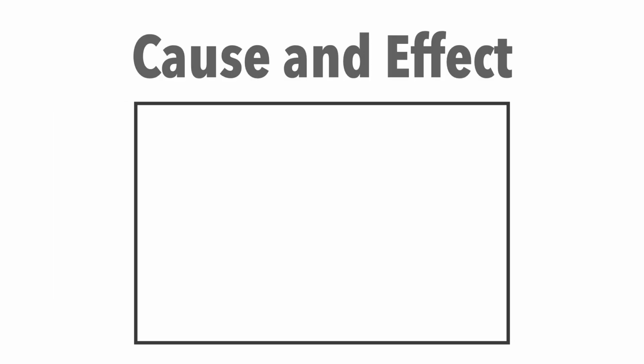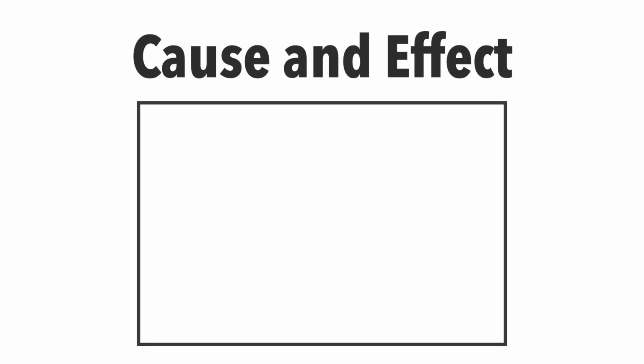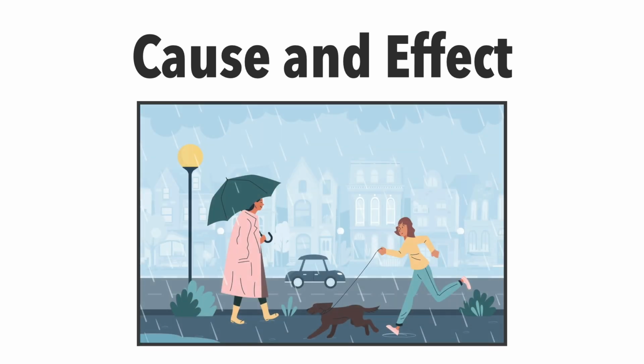Then, there's cause and effect structure, which presents an event and the resulting consequences. For example, today's thunderstorm resulted in deep puddles flooding the sidewalk. In other words, the thunderstorm is the cause and the deep puddles are the effect.